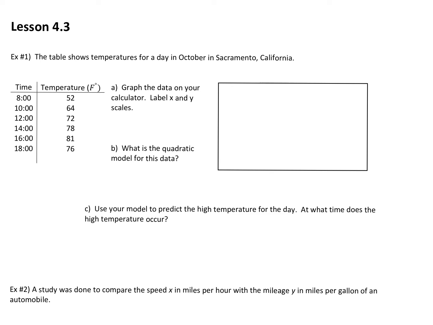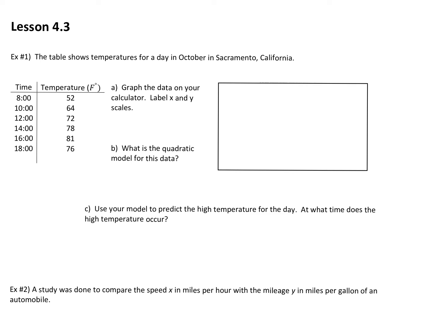Then it says, what's the next thing? Label your X and Y scales. Letter B. What is the quadratic model for this equation? Okay, now this is where there's one new step, but it's very minor, and you're going to get it right away. You're going to go stat, and then we want our equation, okay? That's the quadratic model.